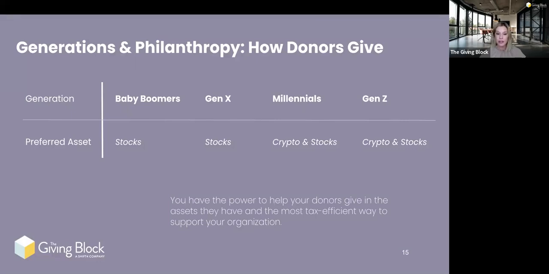Here at The Giving Block, we are giving the donor the option to give either crypto or stock. You have the power to engage all of these different age groups and help your donors give in the most tax-efficient way, while also giving them the opportunity to increase their gift size.